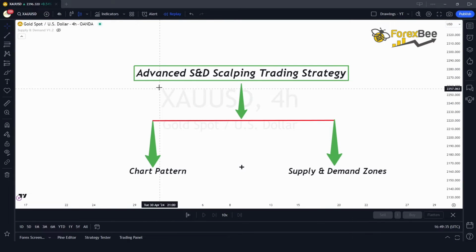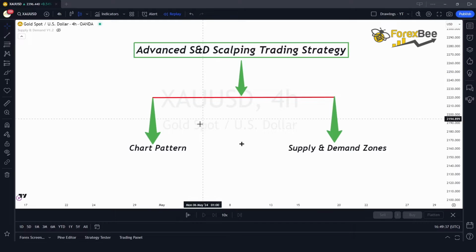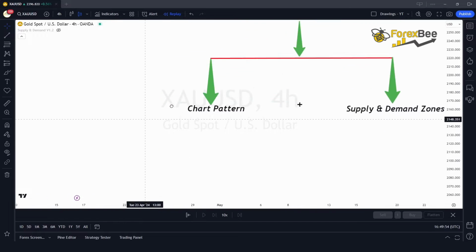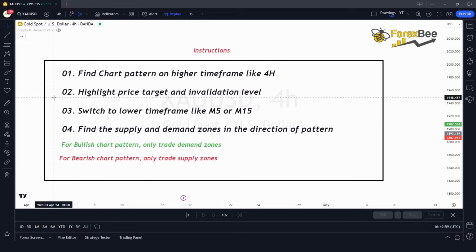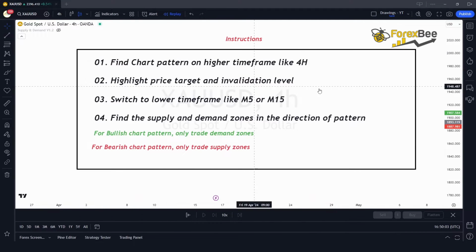So the first thing is, in this strategy, we're going to use two things. We are going to do the technical analysis based on chart patterns, and then we're going to trade those supply and demand zones. Now there's a specific sequence and specific way you have to follow these instructions as I show you in this video, and the instructions are here. I'm going to read these instructions one by one, and you can also take a screenshot of this screen to keep it as a reminder of how this strategy works.